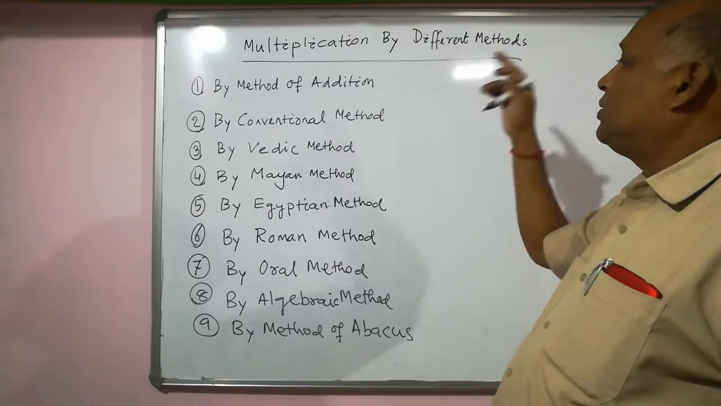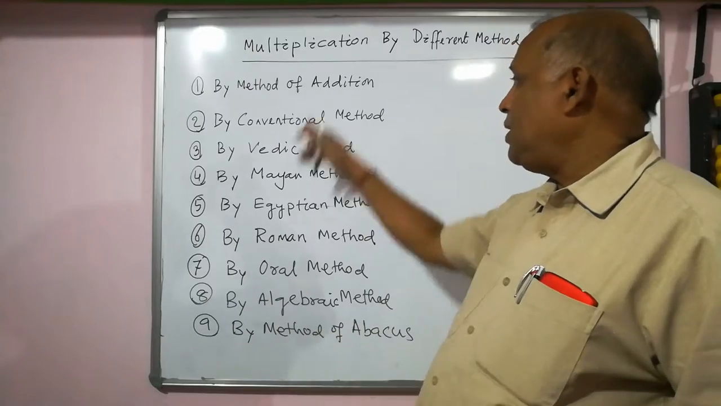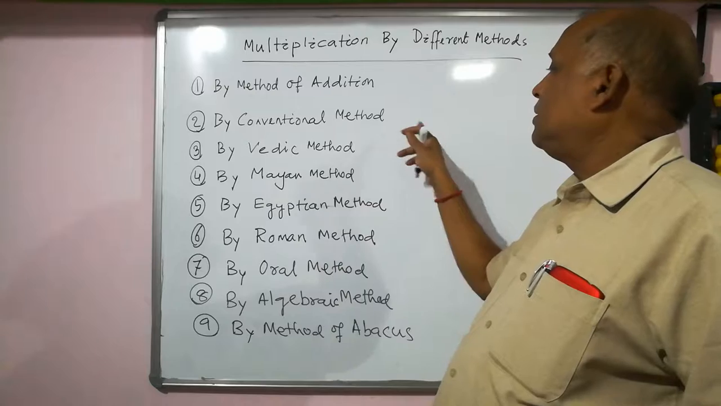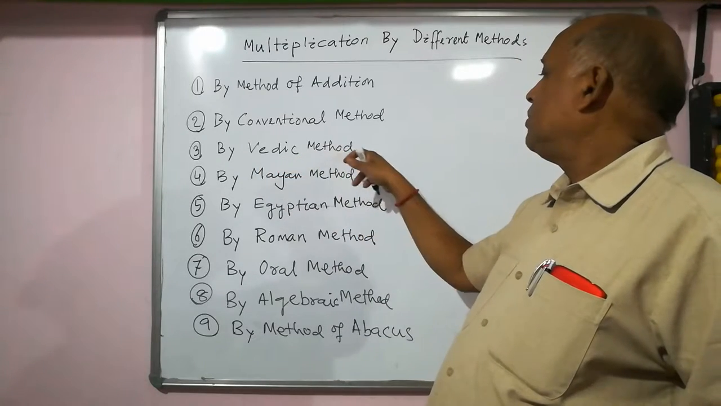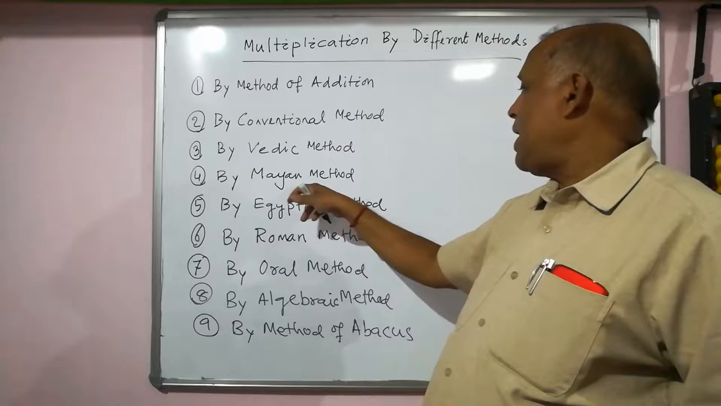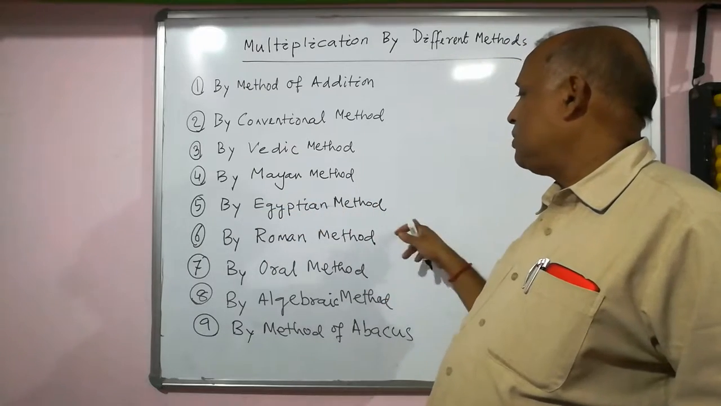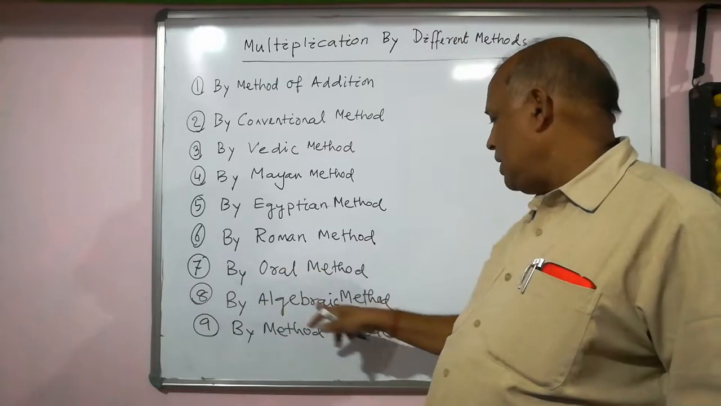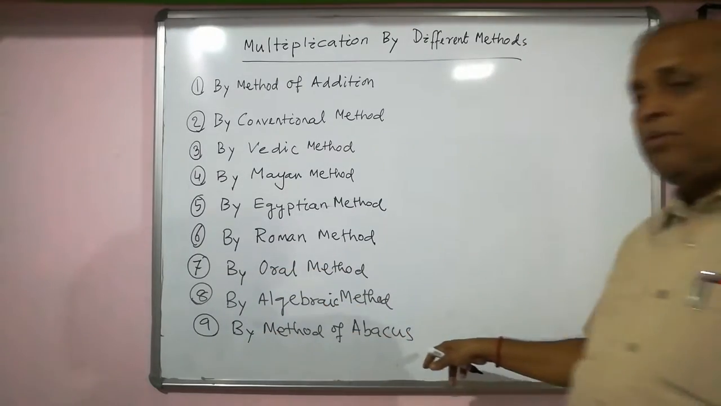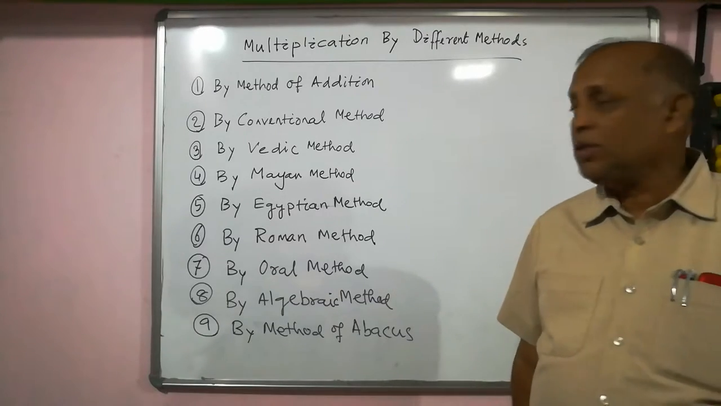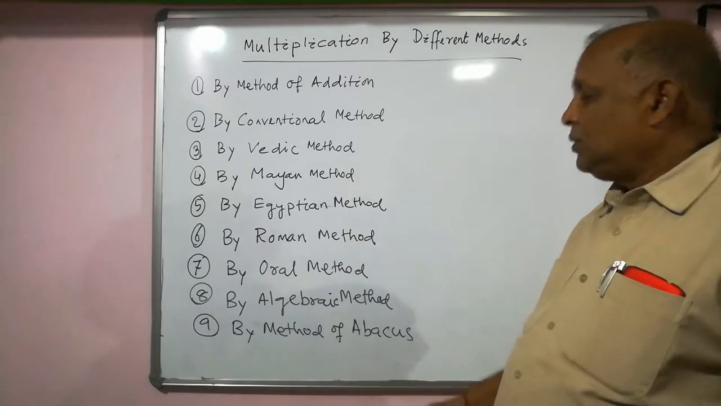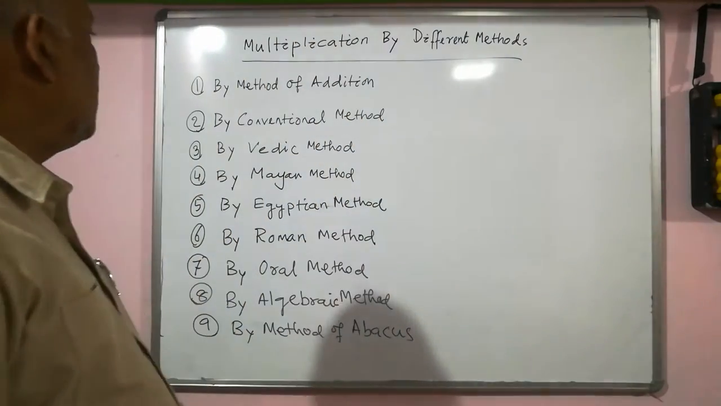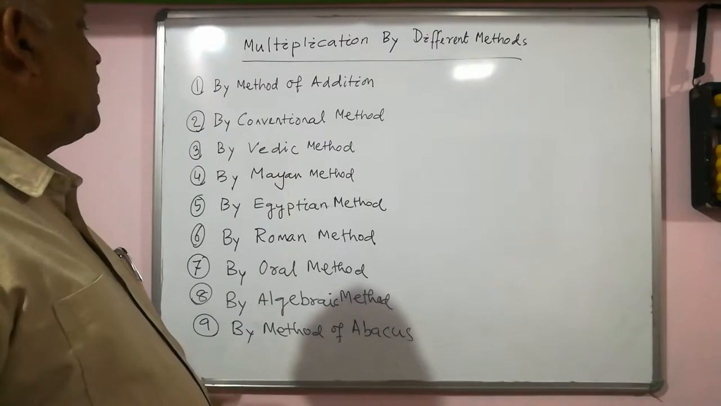Multiplication by different methods. So these are the methods I write down: by method of additions, by conventional method, by Vedic mathematics method, by Mayan method, by Egyptian method, by Roman method, by oral method, by algebraic method, by method of abacus, using abacus instrument. So these are some methods of multiplications that we know so far. Now we shall discuss one by one.